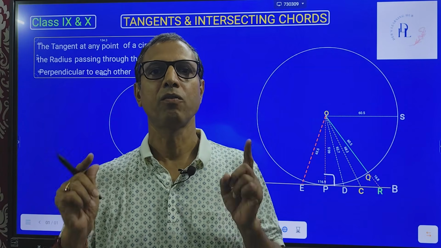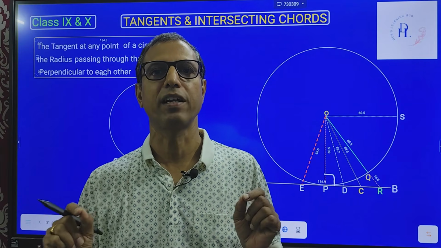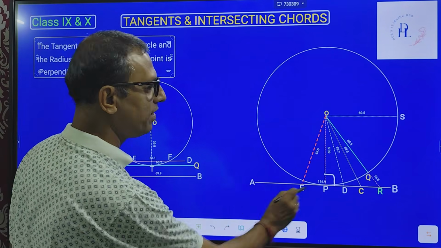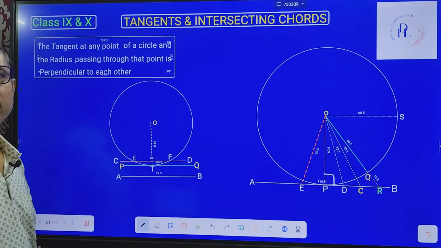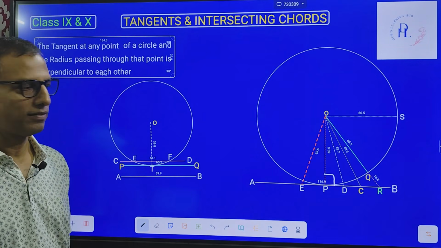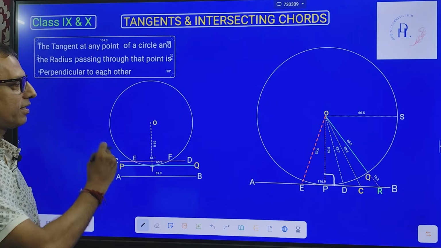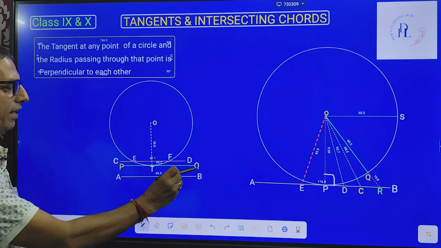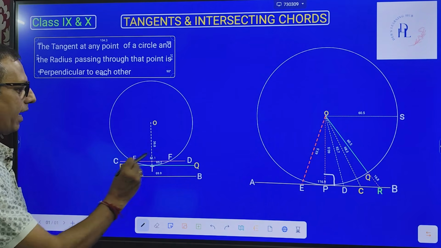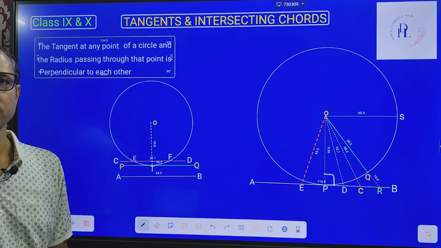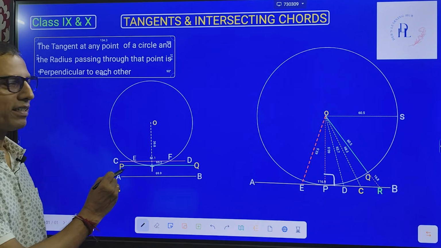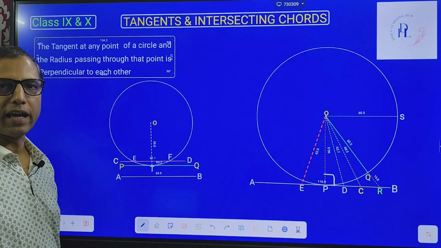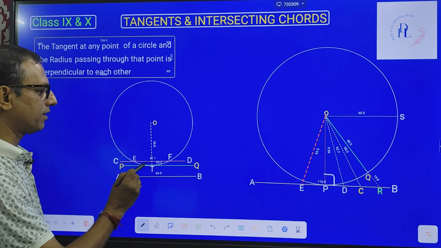Very important theorem for geometry tangent related questions. So now let's first understand why a tangent touches the circle at just one point. Look into this picture where the circle has center O, and there are three lines: AB outside the circle, CD, and PQ. So what is your observation? I understand your immediate observation is that AB is outside the circle, line CD is inside the circle, and line PQ is touching the circle.